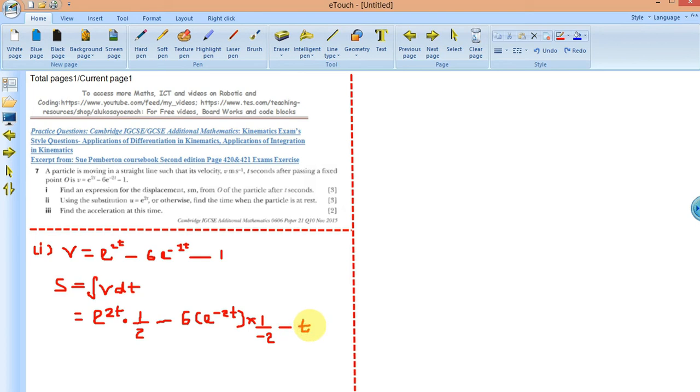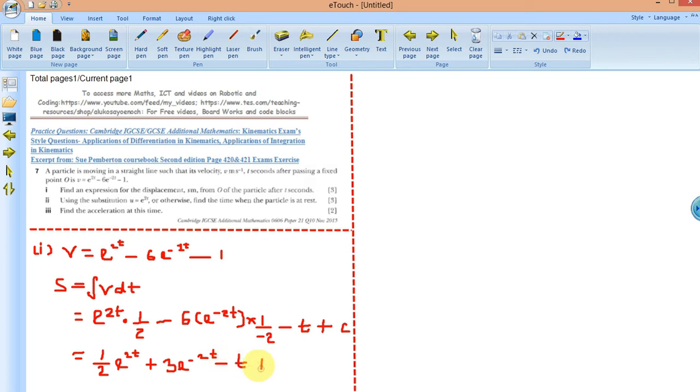Another thing you need to know here is that we need to find the value of c, the plus constant, but let's leave that for now. So what do I have here now? I have 1 over 2 exponential 2t. Now this is minus minus, so that gives me plus. Minus 6 divided by minus 2 is plus 3. So plus 3 exponential minus 2t, then minus t.